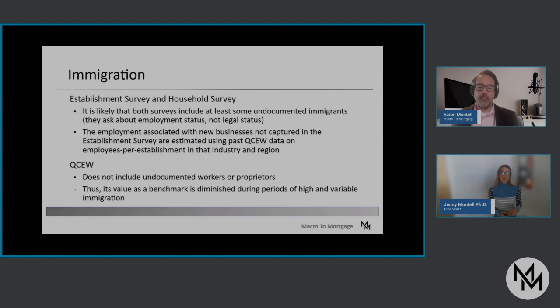So, its value as a benchmark is diminished during periods of high and variable immigration, like we have seen recently. The BLS's benchmark process is really based on an assumption of slow and steady immigration. And so that's kind of gotten, I don't know if messed up is the right word, but it looks like the benchmarking process maybe needs some tweaking at this point. Yeah. So again, whatever you think of immigration, the fact is that it's occurred, and we just need to account for it.